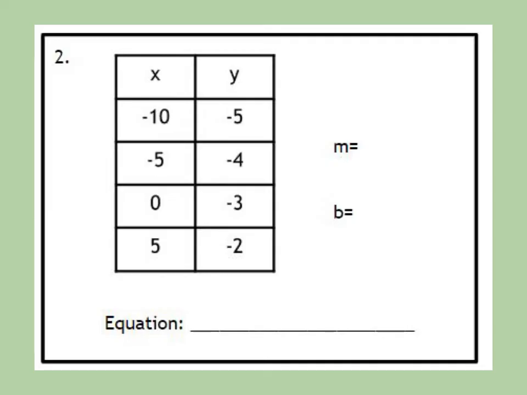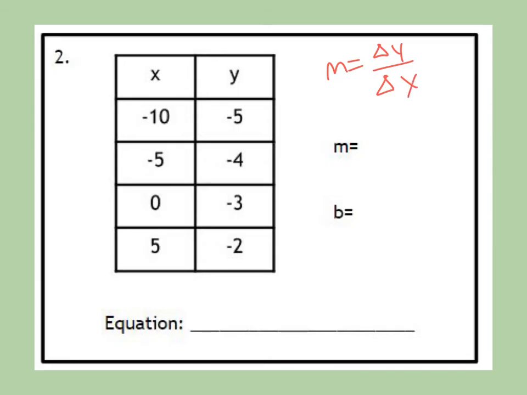Number 2. So my first step, as always, in trying to find y equals mx plus b, the equation of a line for the table, is I'm going to go ahead and figure out what my m is, what the slope is. M equals change in y over change in x. That's my formula that I'm going to use.